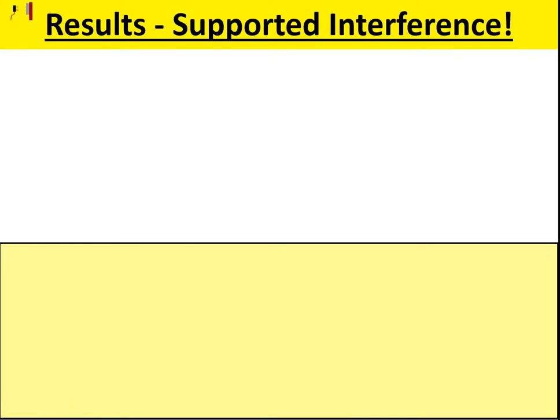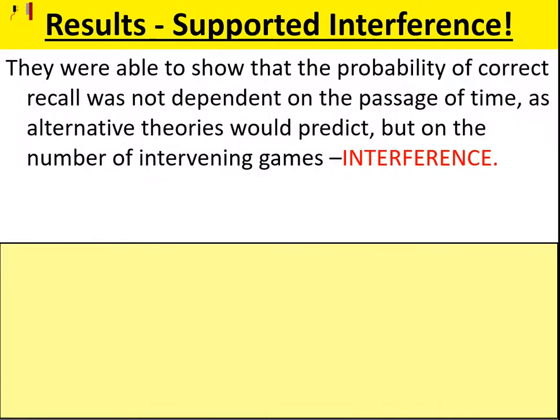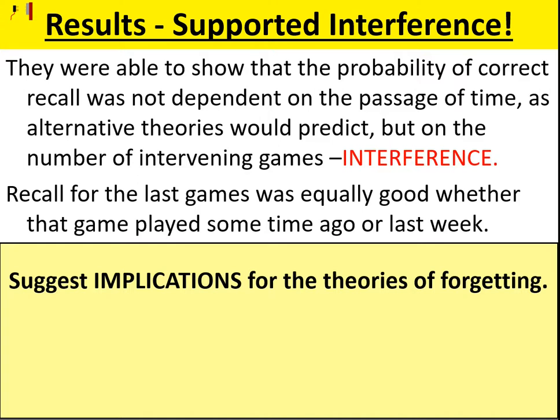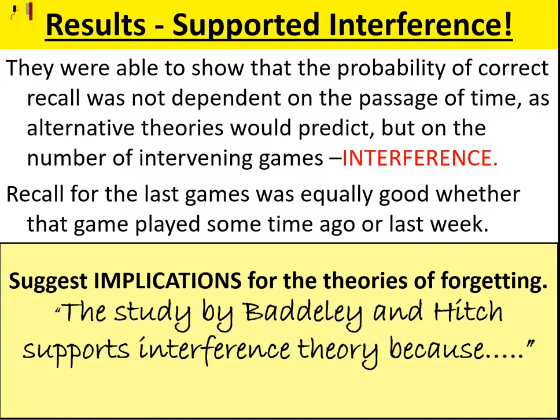So you should have found that the results do support interference. So they were able to show that the probability of correct recall was not dependent on the passage of time, as alternate theories would predict, but on the number of interfering games, i.e. interference. So rugby players who had a lot of games in between were less likely to remember. So it didn't matter whether they played the game some time ago or as recently as last week. So what was most important, if you like, was the number of games in between. So this does have implications for the theories of forgetting. Make sure that you write, when you're evaluating, the study supports interference theory because, and you actually explain why it supports and therefore strengthens the theory.